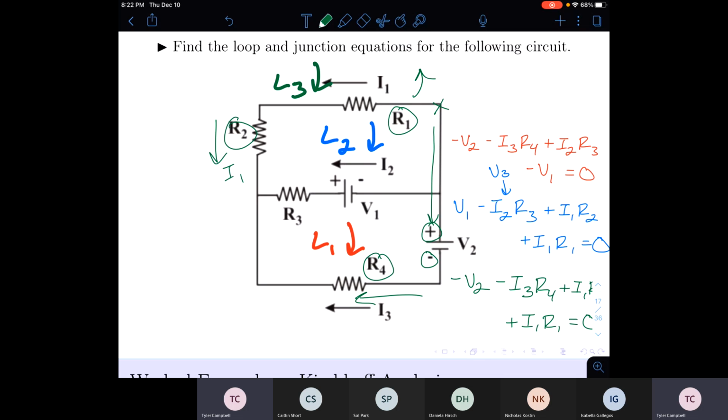Daniela, does this answer your question about the Kirchhoff loop equations? Is that clear? Yeah, I got it. No, thanks. Yeah, no problem at all.